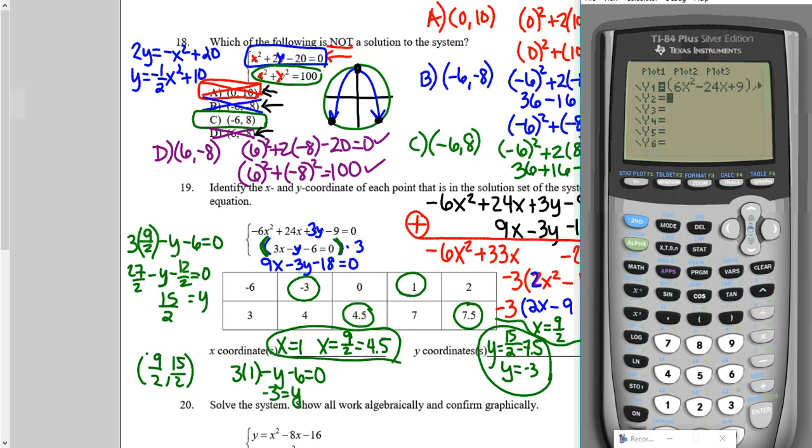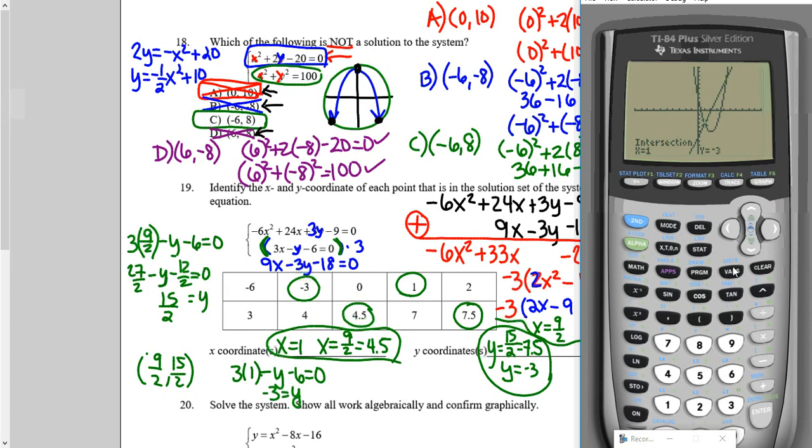For my second equation, if I got my y by itself there, I probably would have just brought this y over to the right by adding it, and y would be 3x minus 6. Okay, I am going to do a standard window. And my line and my parabola cross 2 times. If I go to calc the intersection, I move close to where they cross. I hit enter for the first curve, second curve, and the guess. And it says 1, -3, which was one of the answers I came up with.